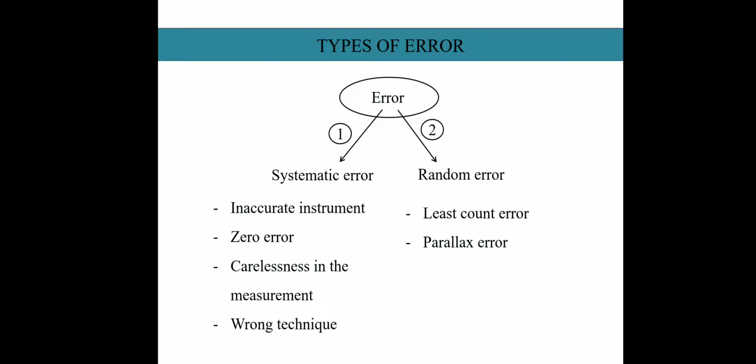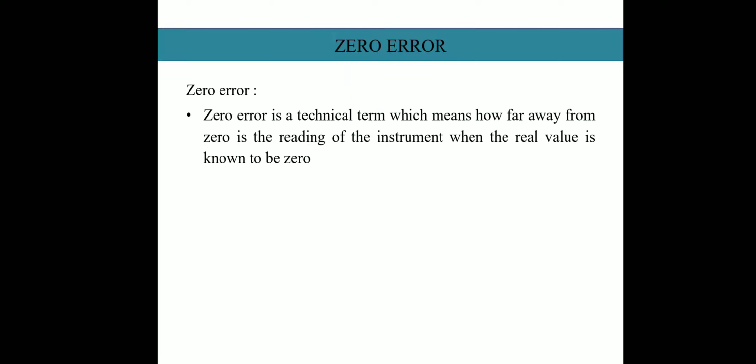Which many a times you will see that this is going to happen. You will be getting a different value, and your friend will be getting a different value when measuring the same length or the same distance. So first of all, what is a zero error?